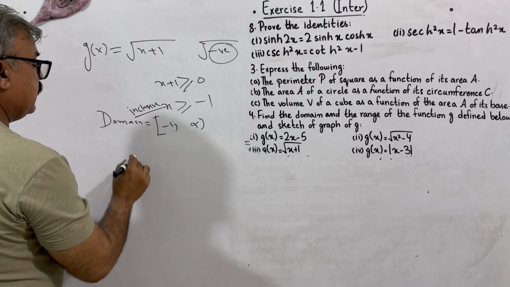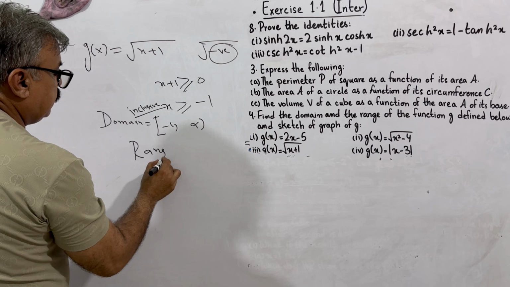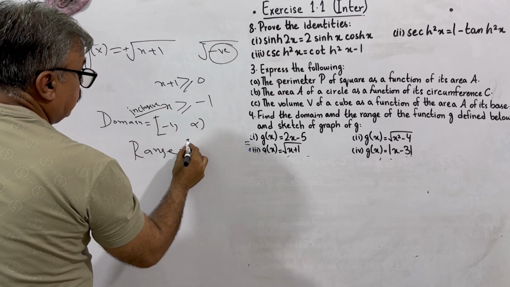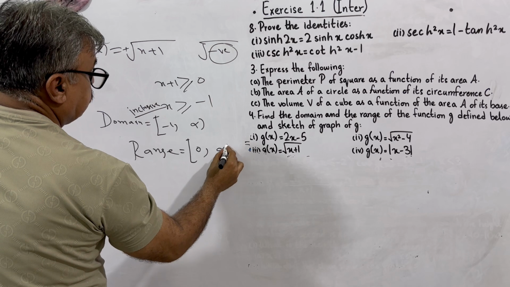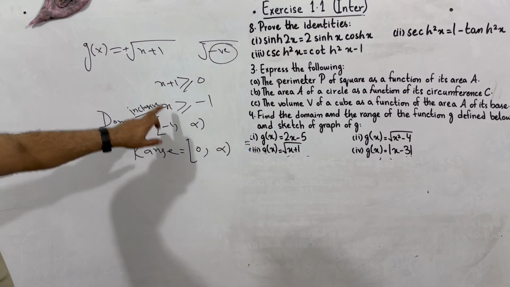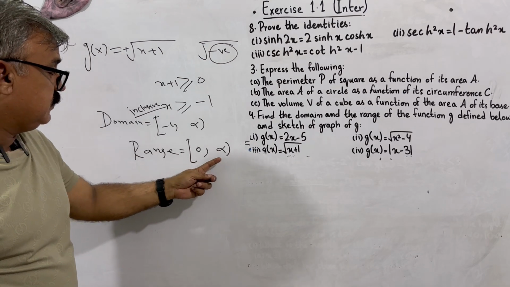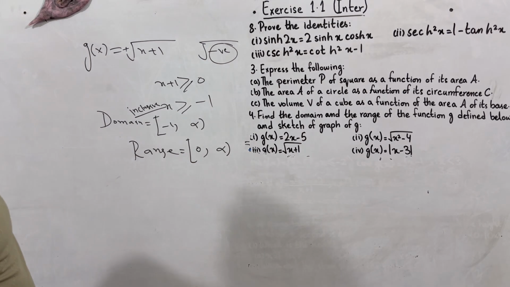Range is always what sign here? Positive. Positive means 0 to infinity. If I put x is equal to minus 1 here, minus 1 plus 1, the minimum value of the range starts from 0. So the range is 0 to infinity.